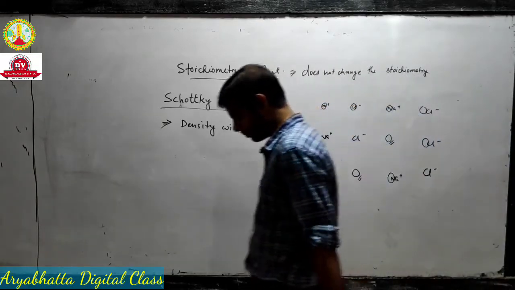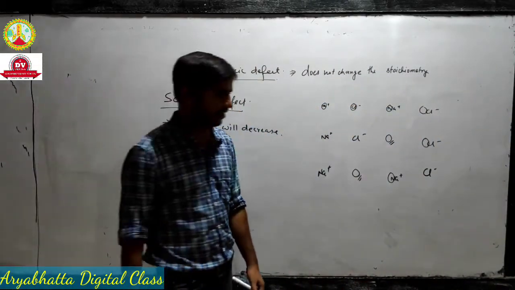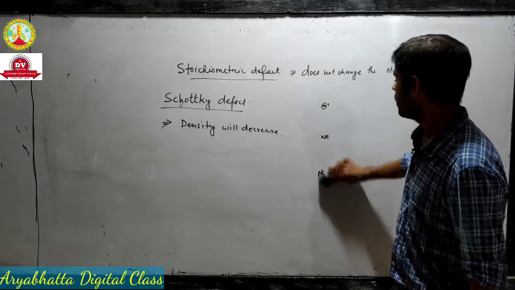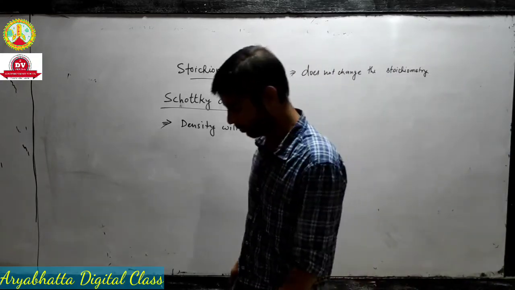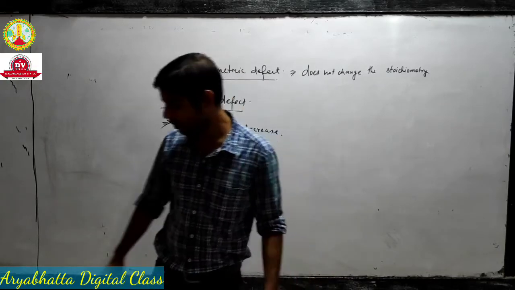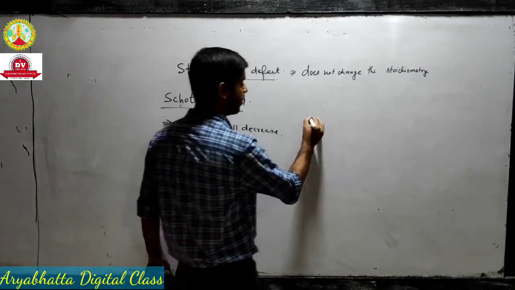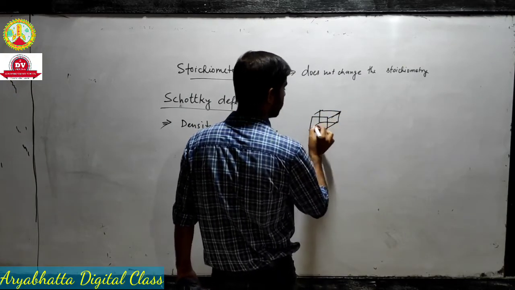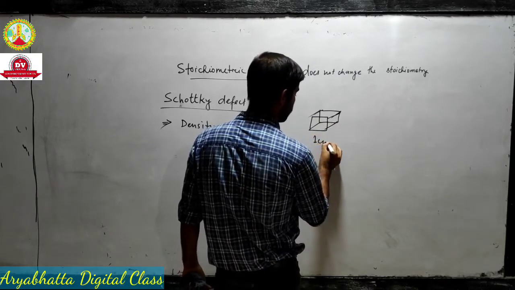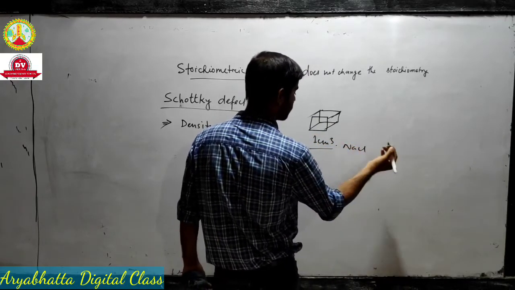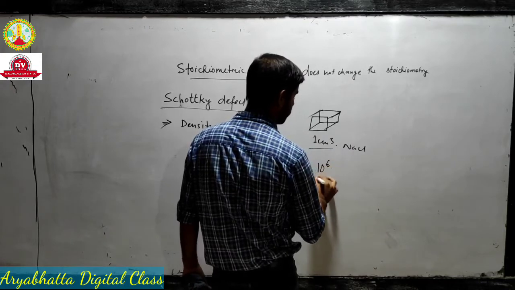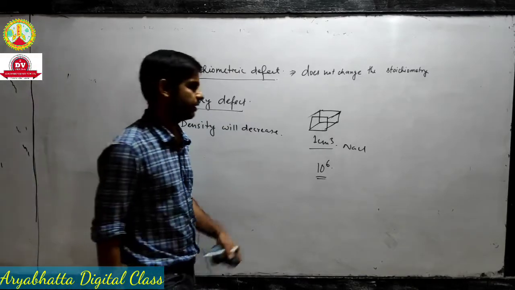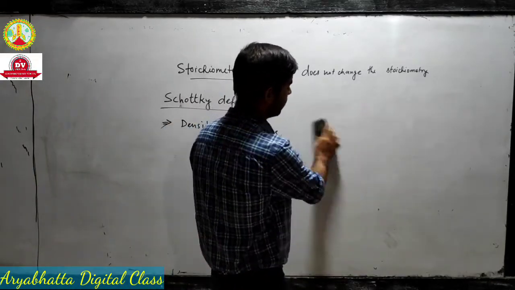Now in general, for sodium chloride, if we take 1 centimeter cube, that is, a crystal whose length, breadth and height is 1 centimeter, then it will contain around 10 to the power 6, that means 1 million vacancies in it.